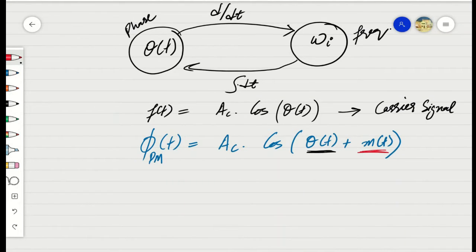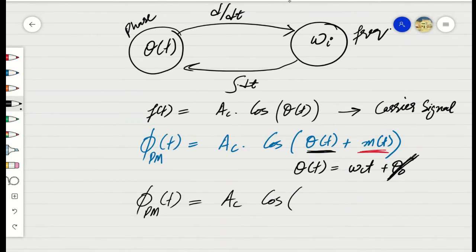If we consider a simpler case of theta of t, without losing generality, as omega c t, while ignoring the constant phase shift which was being added in the running phase omega c t. So the expression for phase modulated signals can be written as omega c t, which represents the running phase, and m of t is causing shifts in the running phase.